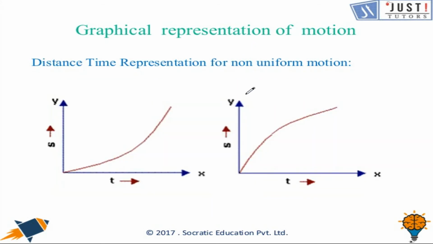The next is distance time graph for non-uniform motion. When a distance time graph is plotted for an object moving with accelerated motion, that is, with increasing or decreasing non-uniform speed, the slope of the graph will not be a straight line. The rising trend of slope shows the increasing trend of velocity and vice versa, as you can see here in this picture.